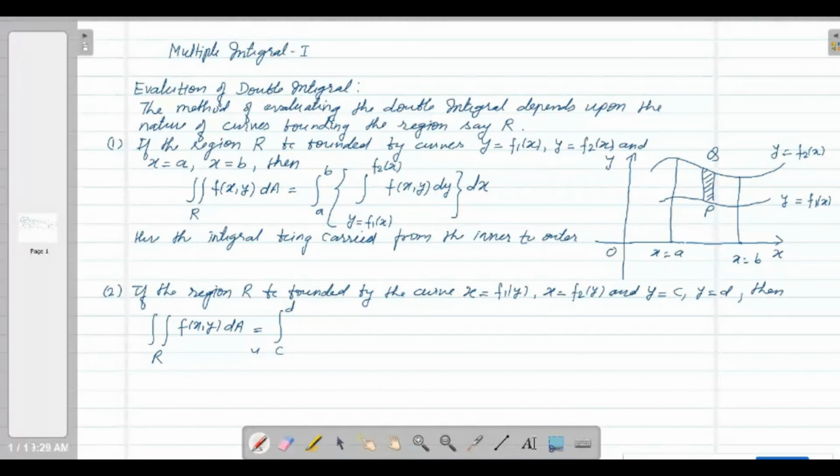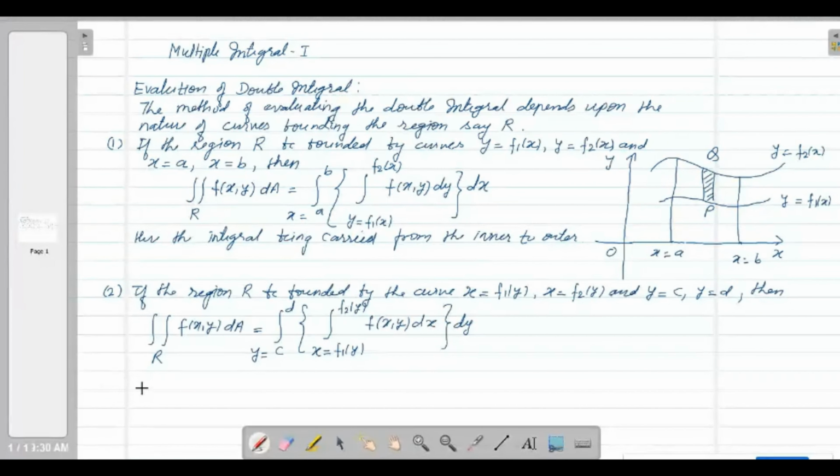This is equal to the integration with limit c to d. Here y, we write y equal to c to d, and x equal to a to b. And your inner integration limit, we will write x equal to f1(y) and f2(y). Your function is f of x comma y. So here we will evaluate the inner integral first with respect to x, then the outer integral dy.